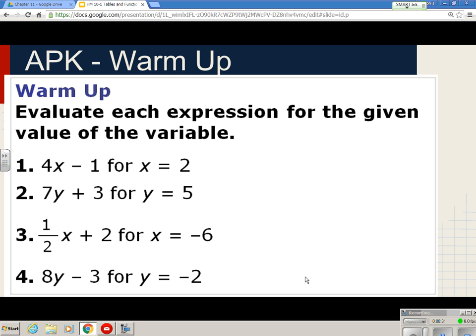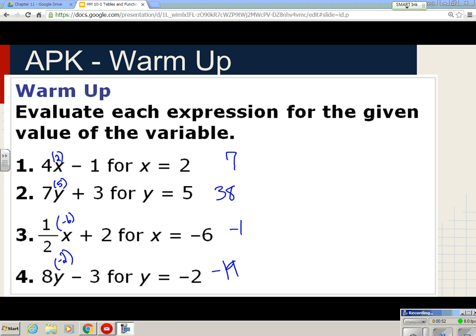Here's your warm-up. What I want you to do for this is solve them. Now remember, this gives you what x is, so they shouldn't be too hard. You just got to drop that number in for x and solve for it. Come back when you're ready. We'll see if you can figure out the right answer for all these expressions.